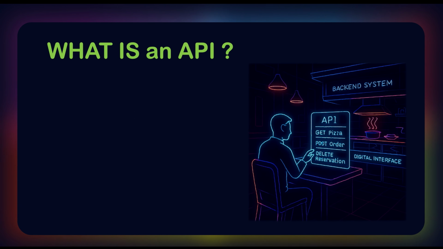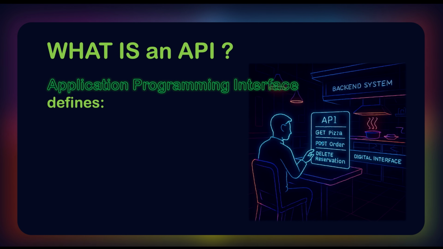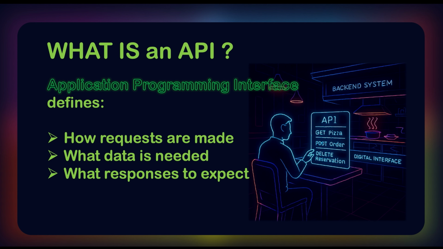Imagine you're at a restaurant. You don't go into the kitchen to cook your own food, you use a menu to place your order. That menu is like an API, a set of options that lets you interact with a system without needing to know how it works behind the scenes. An API, or Application Programming Interface, is a way for software systems to communicate. It defines how requests are made, what data is needed, and what responses to expect.